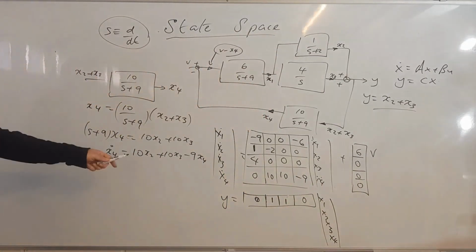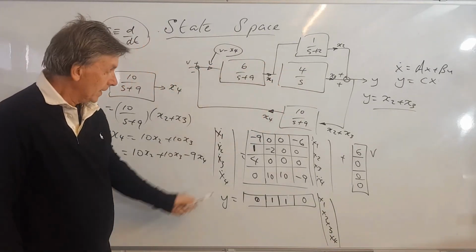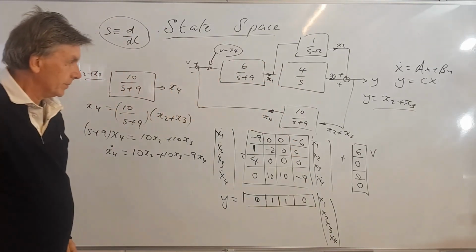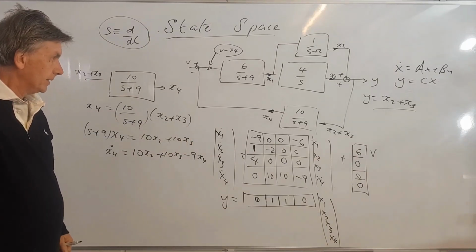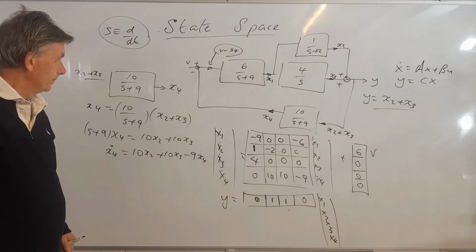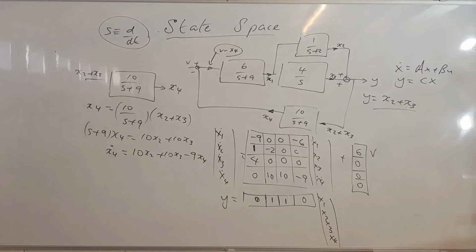And then this gives us, here's our block diagram, states x1, x2, x3, x4, and this is now a state space representation of the system with a 4 by 4 state space equation. So I hope you found that useful.